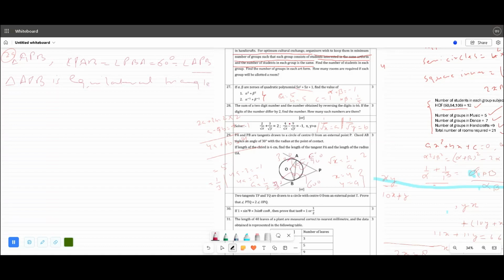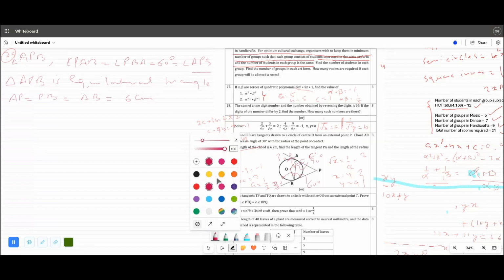Equilateral triangle's property is that all the three arms are equal. That means AP is equal to PB is equal to AB. और AB की लेंथ आपको दी हुई है, which is 6 centimeters. What is the length? 6 centimeters. So the answer is 6 centimeters. Right? Now we'll take the next question.